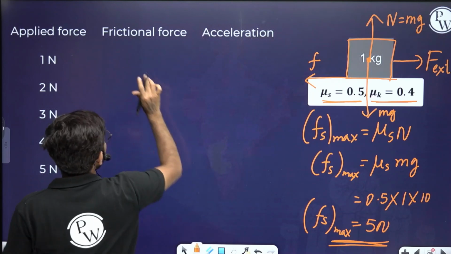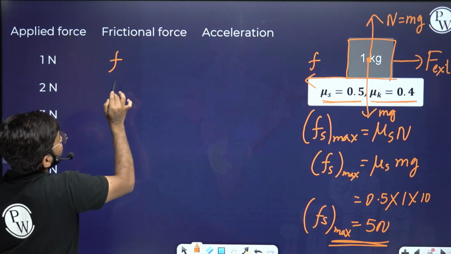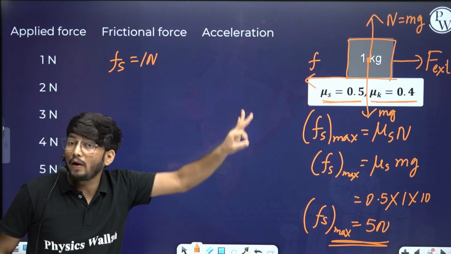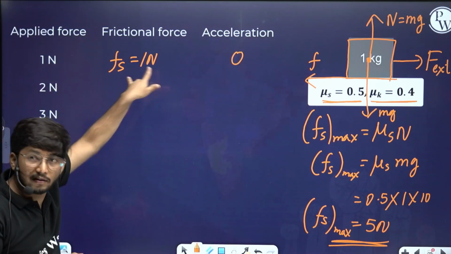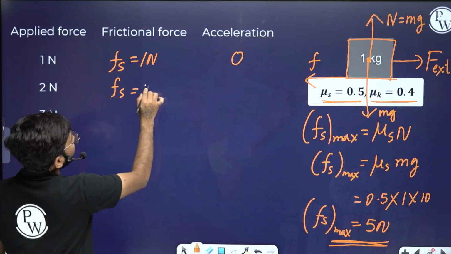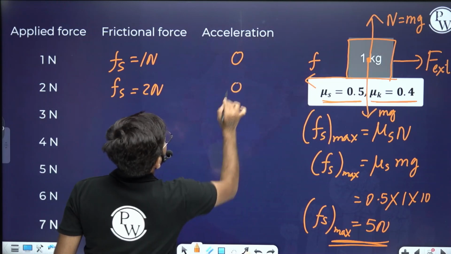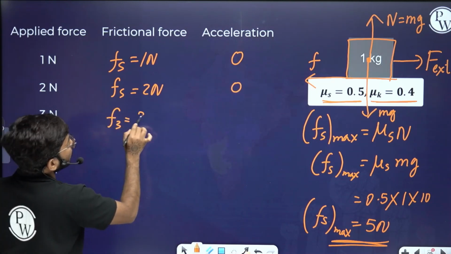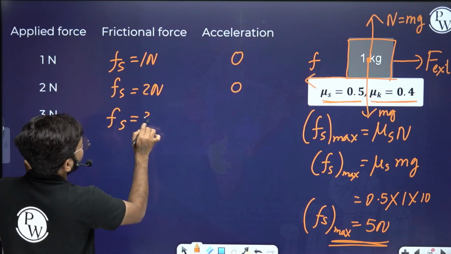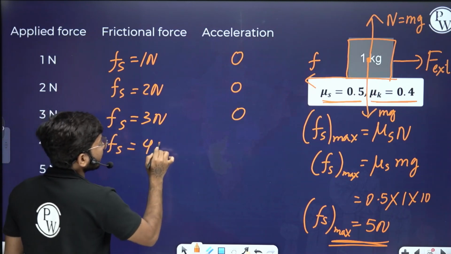But when 1 Newton is applied, there is a frictional force of 1 Newton in the opposite direction, and it is of the nature of Fs, static friction. So this static friction is 1 Newton. Acceleration will be zero because this one will cancel this one. When 2 Newton is applied, it is still less than 5 Newton, so friction is 2 Newton, but the nature is static friction, acceleration is 0. When 3 Newton is applied, the block does not move, friction is 3 Newton and its nature is static friction, acceleration is still 0. With 4 Newton applied, the block does not move, and friction is static, 4 Newton, acceleration 0.